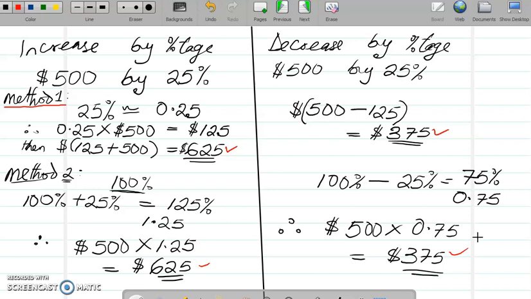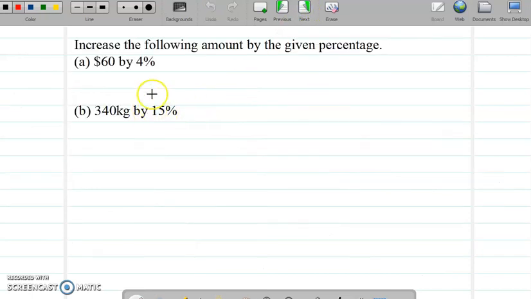Okay, now next let's look at this question. It says increase the following amount by a given percentage. If you're asked to increase this by 4%, since I'm increasing by 4%, I will say 100% plus 4, because I am increasing, I have to add. That gives you 104%. And 104%, if I divide it by 100, I will have 1.04.